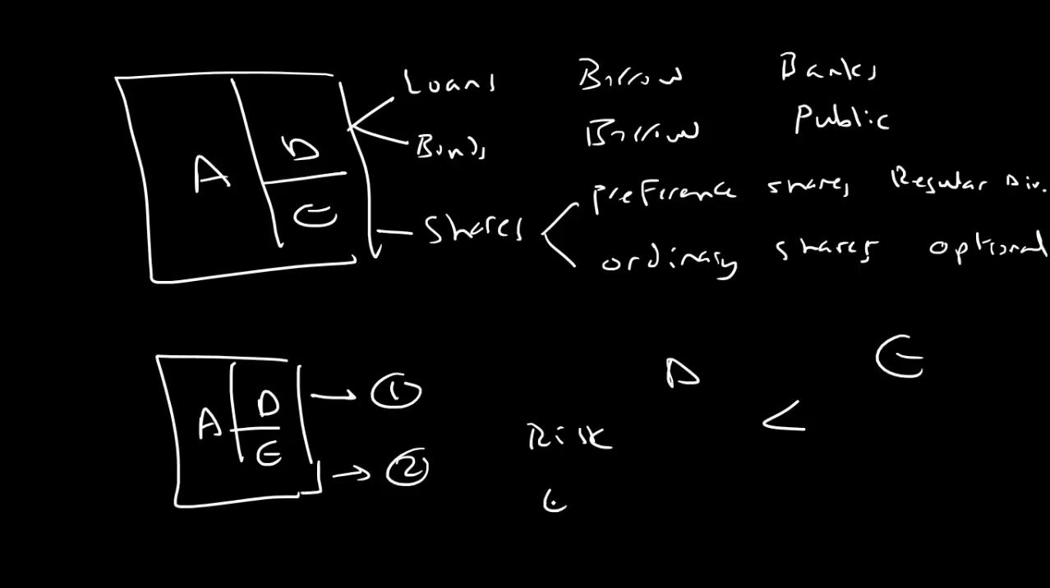Therefore, our expected return, which one should have a higher expected return? The one with the highest risk or lowest risk? The one with the highest risk. Consequently, equity should have a higher expected return compared to debt. For example, if you go to the bank and you get a loan for 10%, for shareholders, they would claim a higher return compared to 10%, such as 14%.